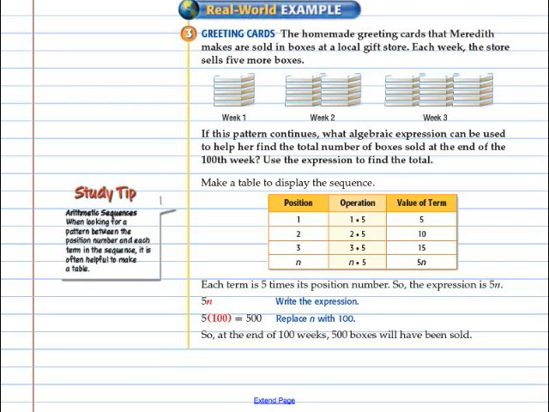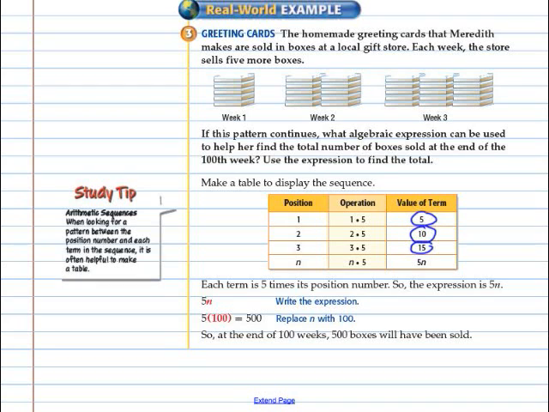The homemade greeting cards that Meredith makes are sold in boxes at a local gift shop. Each week the store sells 5 more boxes. So week 1 we have 5. We can see that down here in our table. We can see it in our diagram here. Week 2 we have 10. Week 3 we have 15.